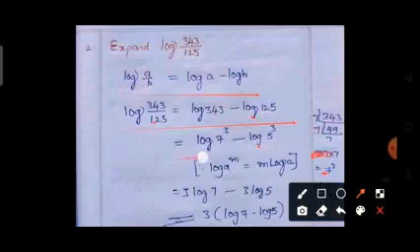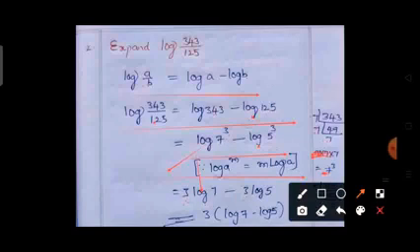Here we have log 7 cube minus log 5 cube. We have another logarithmic formula. By using this formula, we can express it like this. The power of 7 is 3, and that 3 comes to the coefficient place, so 3 into log 7. In the same way, the power 3 of 5 comes down as the coefficient of log 5.